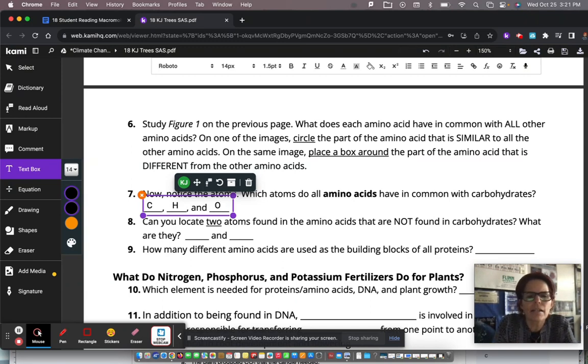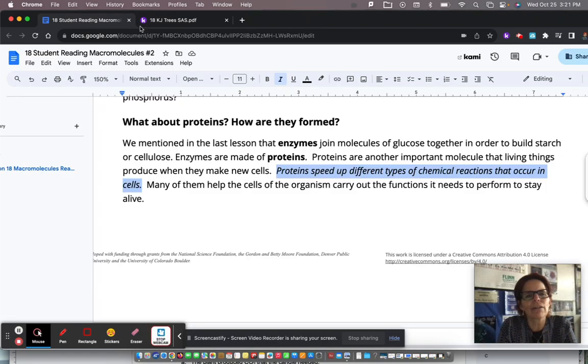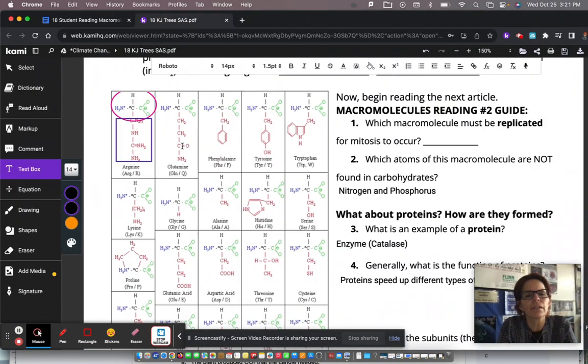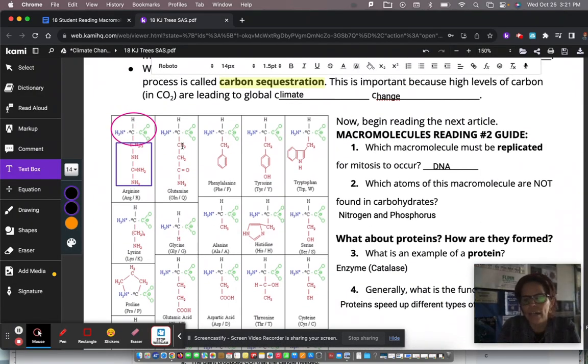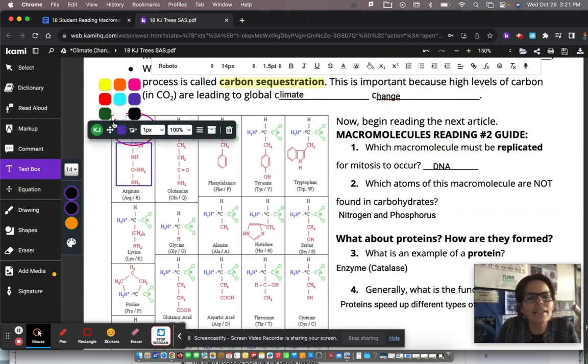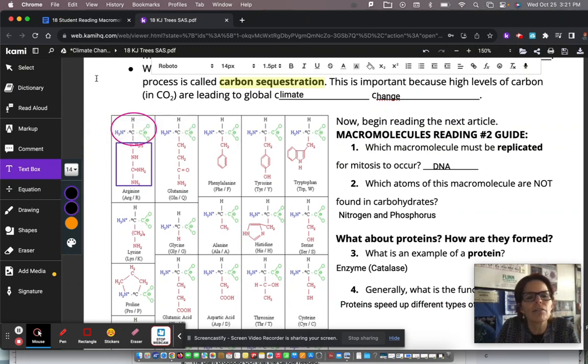But now number 8 says, can you locate 2 atoms found in the amino acids that are not found in carbohydrates? What are they? Well, what's not found? Oops, I didn't need to go up there. I can go back up here. What's not found in carbohydrates? Carbohydrates, my lights just went out. There we go. Carbohydrates are carbon, hydrogen, and oxygen. What is in here? Let's look at this one. What's in here? That's not found in a carbohydrate. Well, I see an N right there. So nitrogen. And do we see anything else?